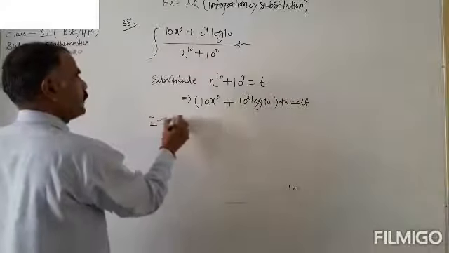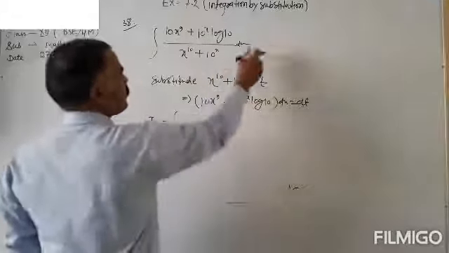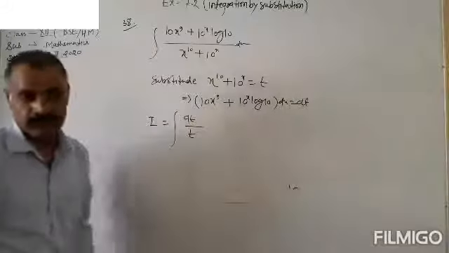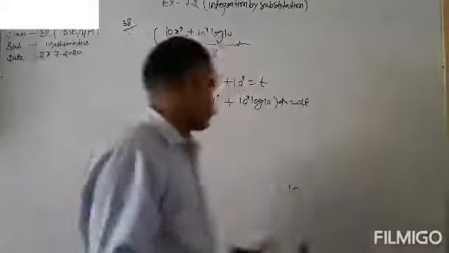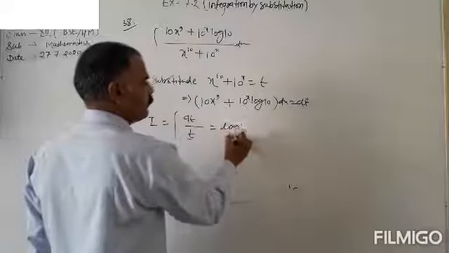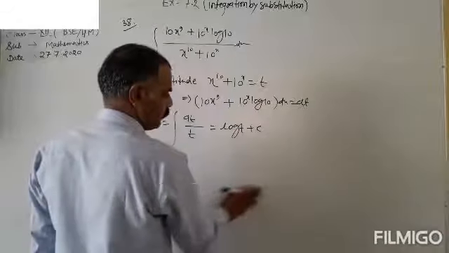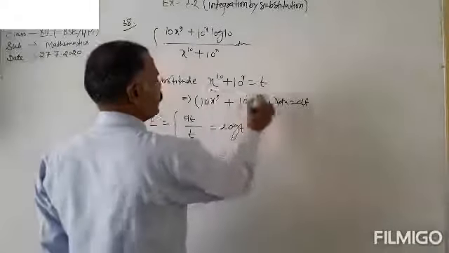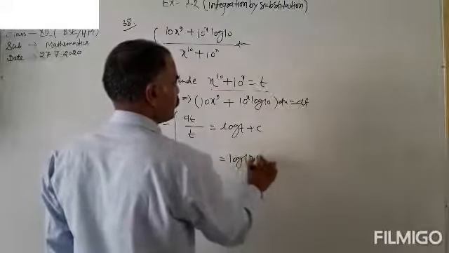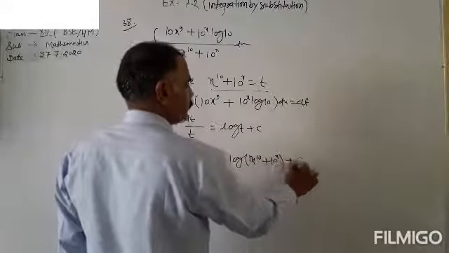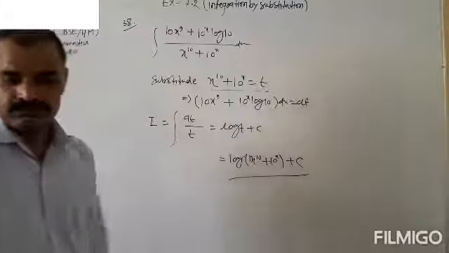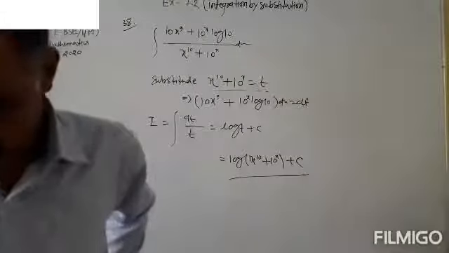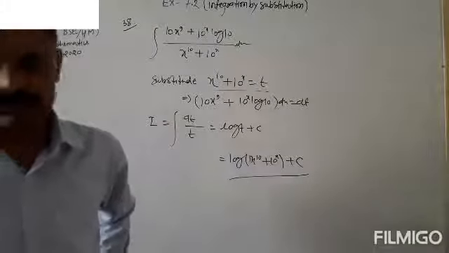So the integration will change to dt upon t, which equals log t plus c. T means x to the power 10 plus 10 to the power x, plus c. So this is the answer, means option number D. Option D is the answer.